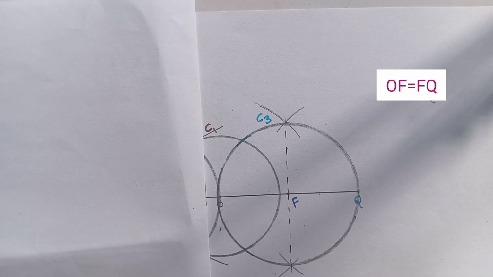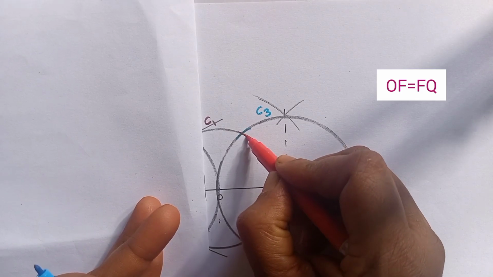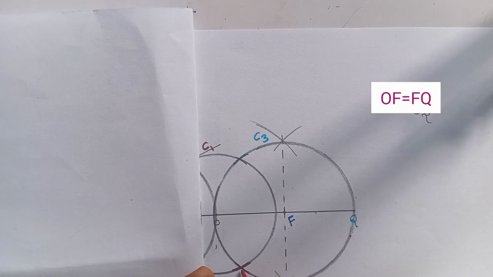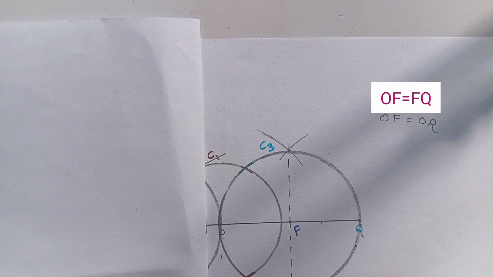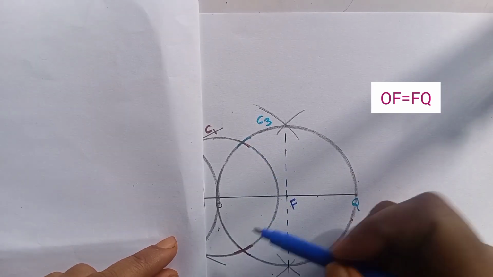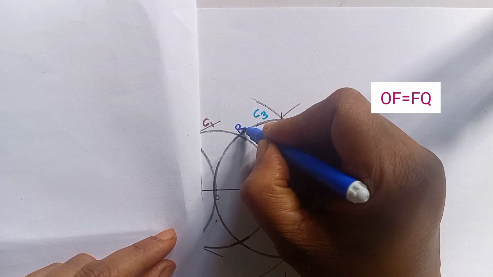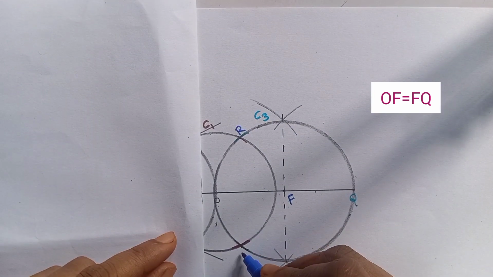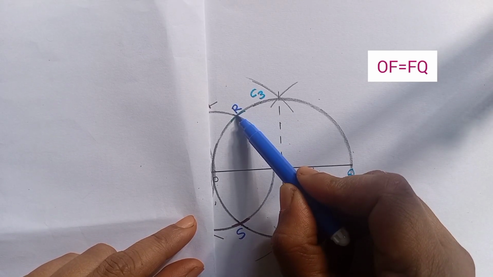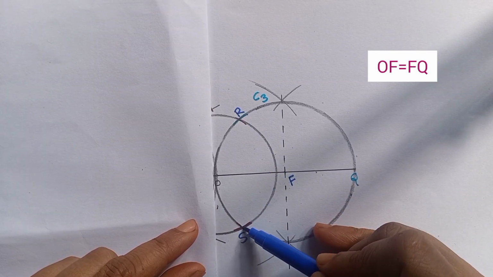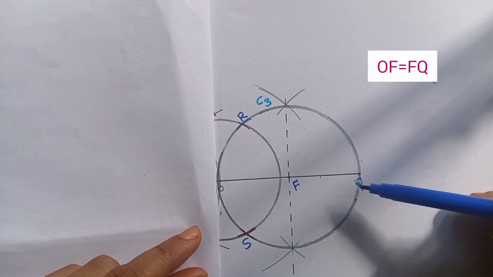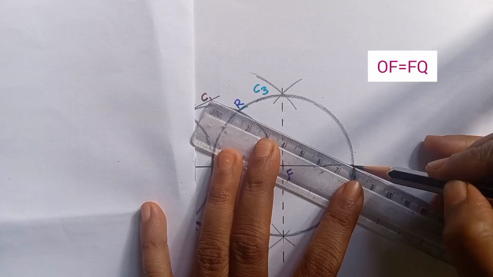and the circle C1 meet at these points. Right? Now let us name these points as R and S. Let me name this as R and let me name this as S. We have named this point as R and this point as S. Now let us join RQ and QS.